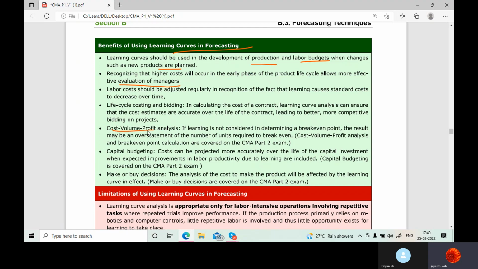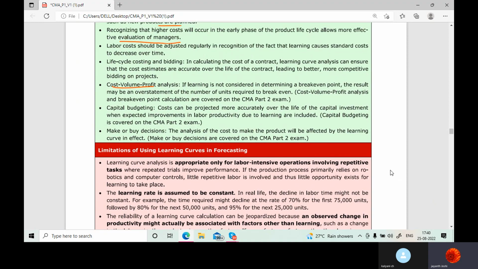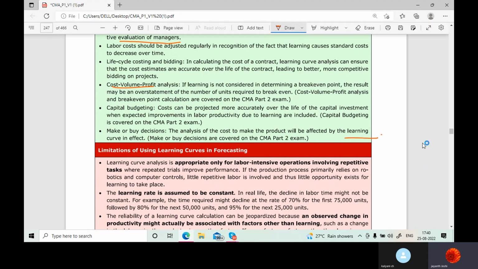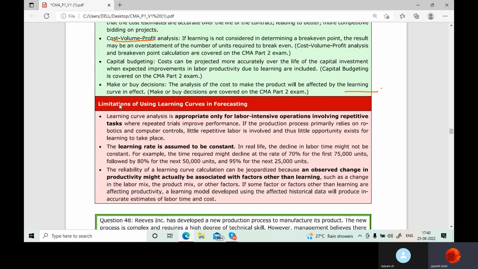In CVP analysis, if learning is not considered in determining a break-even point, the result may be an overstatement of the number of units required to break even. It is also used in the capital budgeting process and in make or buy decisions, because when you make, it all depends upon the learning curve. You also capture the learning curve effect in that.